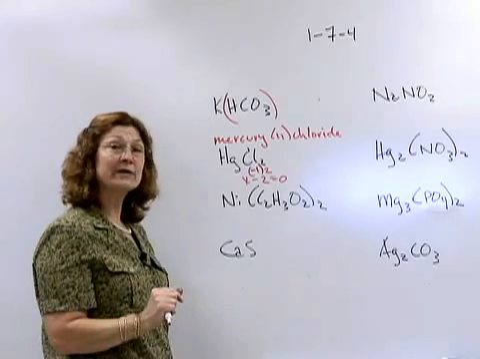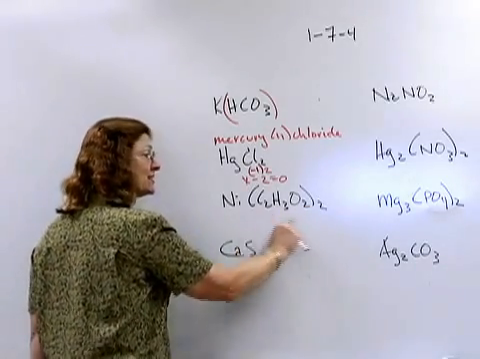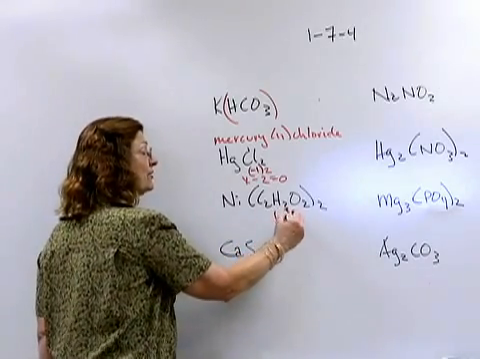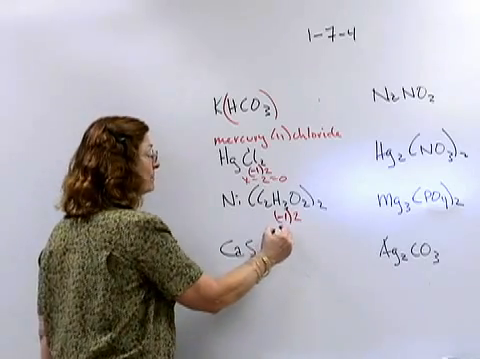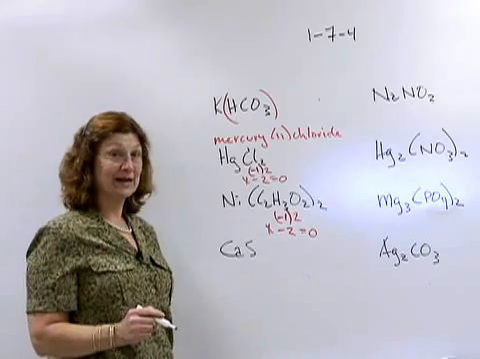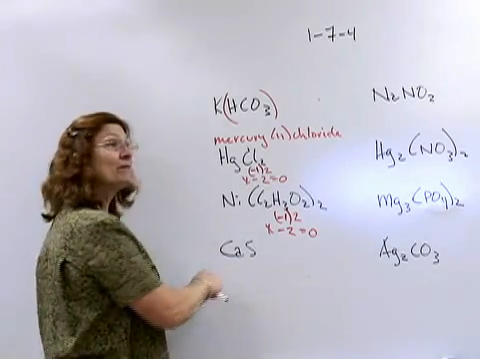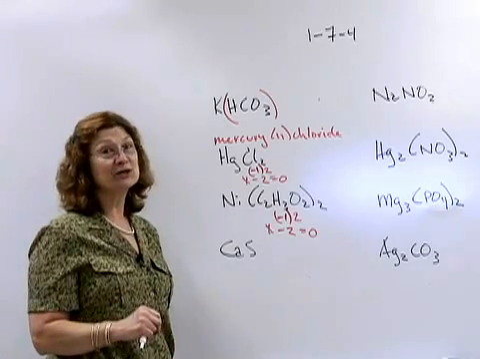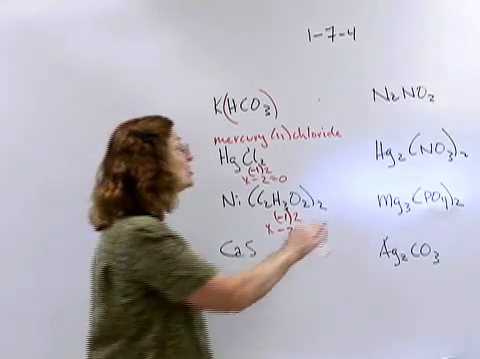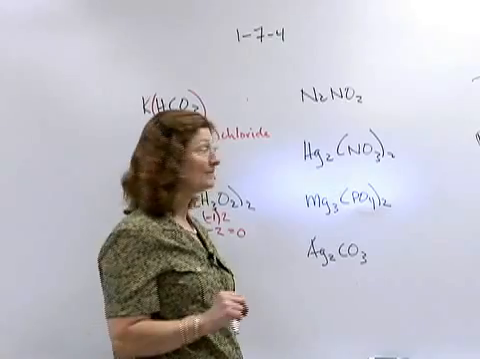Nickel is also one that changes, so I must have a Roman numeral. Acetate, this is a polyatomic ion that I need to be able to recognize. It has a -1 charge. There are 2 of them. That gives me a -2. Therefore, nickel is +2. So it's nickel, Roman numeral 2, acetate. Calcium is an alkaline earth metal, so it's always +2. So this is just calcium sulfide. Sodium is always +1. So this is sodium nitrite.